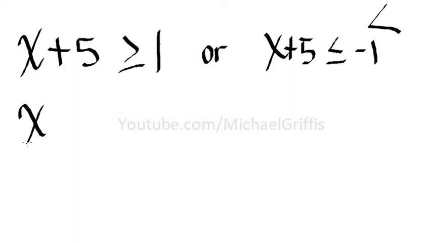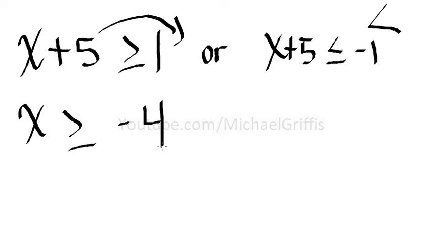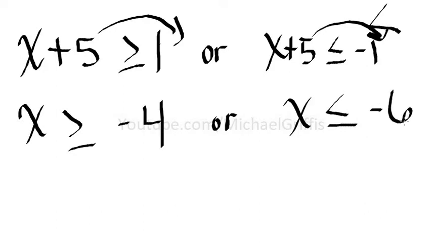So now we just solve for each one of these. We have x is greater than or equal to 1, bringing the 5 over makes it minus 5, so 1 minus 5 is negative 4. X is greater than or equal to negative 4. Or, do the same thing over here: x is less than or equal to negative 1 minus 5, which is negative 6. So x is less than or equal to negative 6, or x is greater than or equal to negative 4.